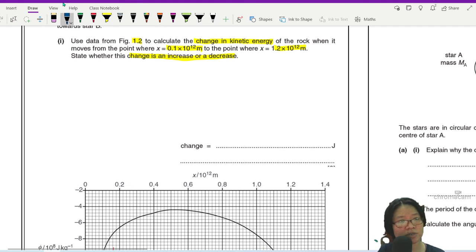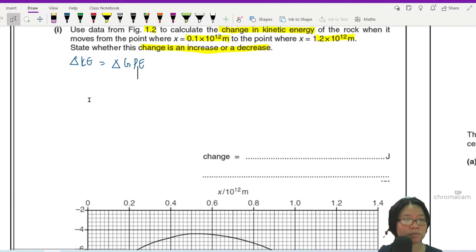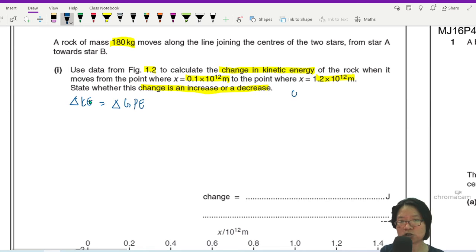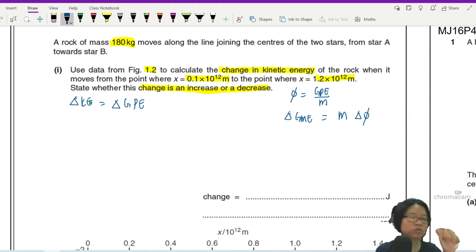So the first thing, whenever you see a change in kinetic energy, this is due to the change in gravitational potential energy. Let me zoom in a bit. Okay, one thing about potential that you should know is this is GPE per unit mass. So to find the change in GPE, I will take mass multiplied by the change in potential. Whenever they give you a graph, it is chef kiss perfect. Can just read. So I'm going to write M change in potential here. I know why it's M, 180 kg. That's the object that is being moved. I can deal with it later.